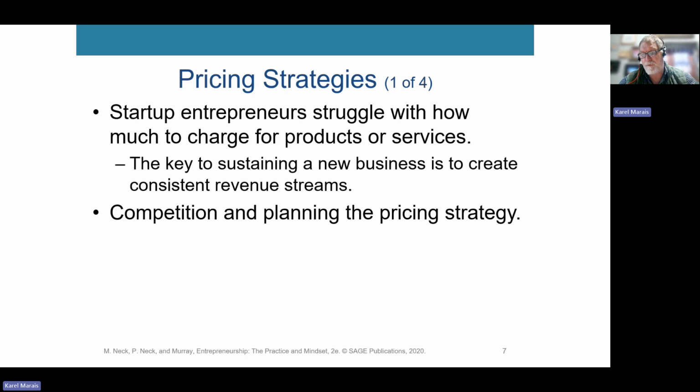Your pricing strategy is important, right? An important subset of revenue and revenue driving is pricing. So you've got to get your pricing right. And that can be a really, really difficult thing for startup entrepreneurs to do. Many entrepreneurs struggle with how much to charge for their product or service. If your price is too high, your customers might not arrive, or you might drive them away.